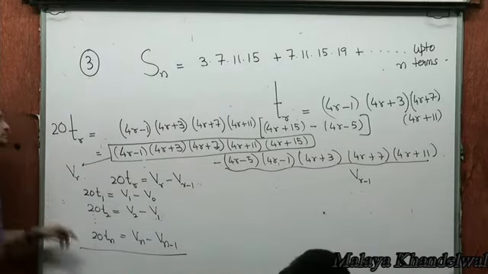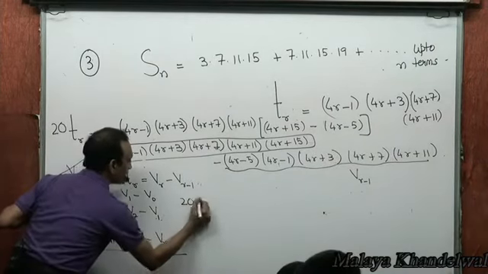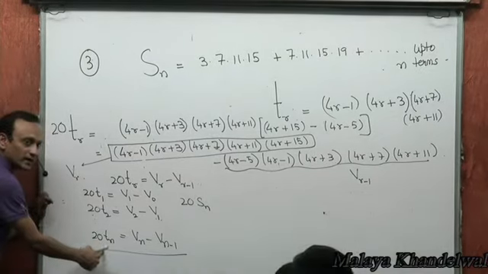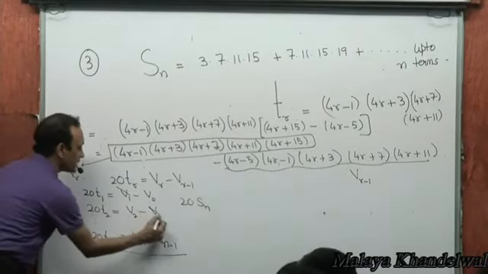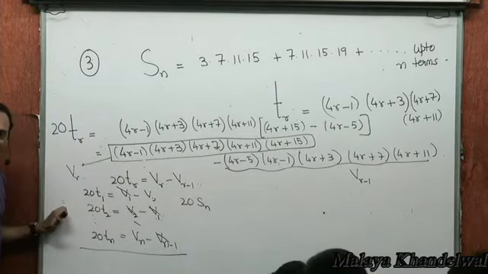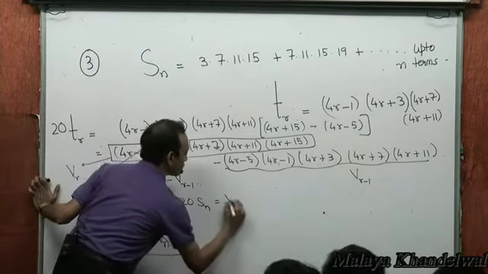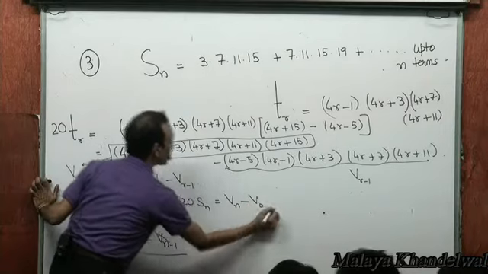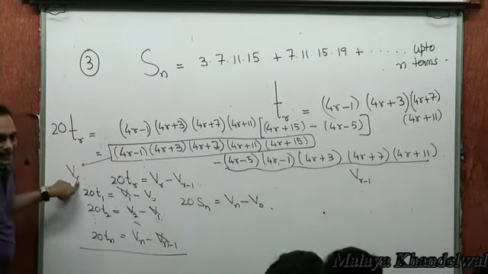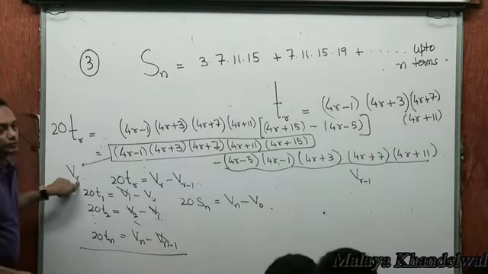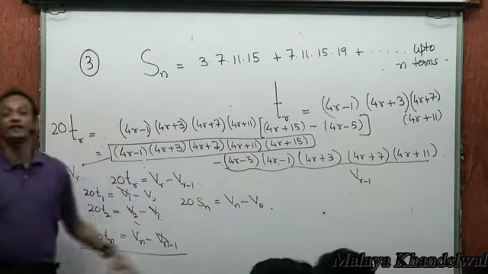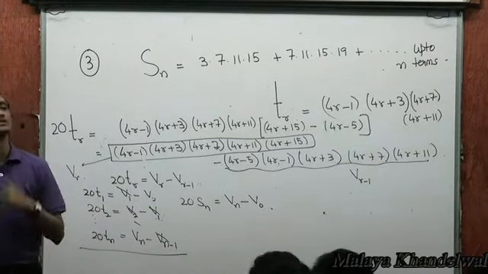Sum it up. 20 times the required sum Sn; T1 plus T2 plus up to Tn is the required sum Sn. And a cancellation occurs, leaving you with Vn and V0 on the right-hand side. How do you obtain Vn? Replace r by n. How do you obtain V0? Put r equal to 0 in Vr. So Vn and V0 are known. Sn therefore can be very easily obtained.